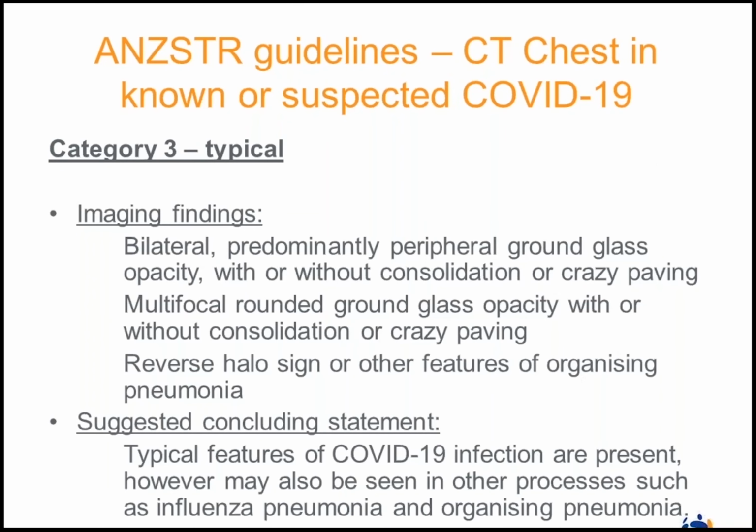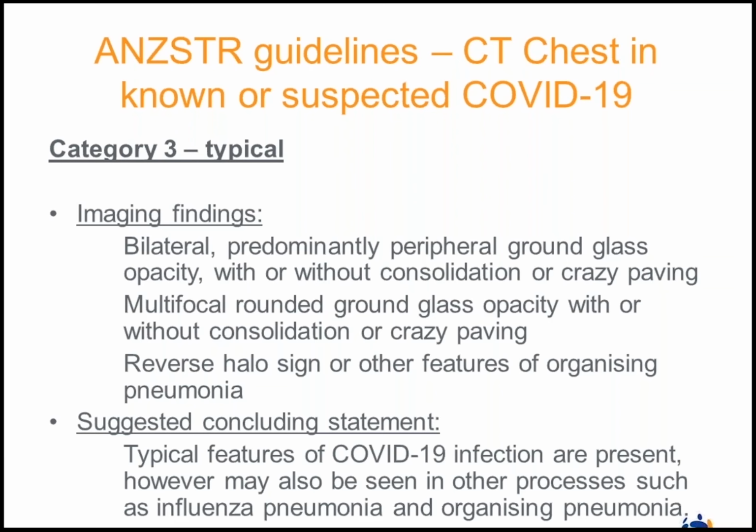Let's move on now to category 3, which is the typical findings. And this imaging finding really requires at least one of these typical findings to be present as the predominant pattern, recognizing that there may be overlap with other processes.